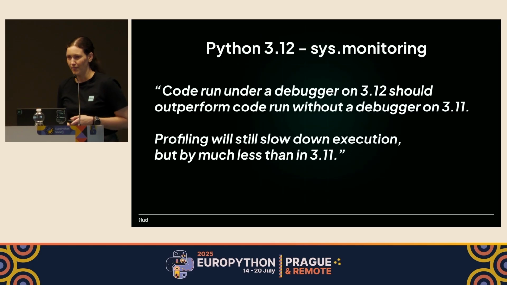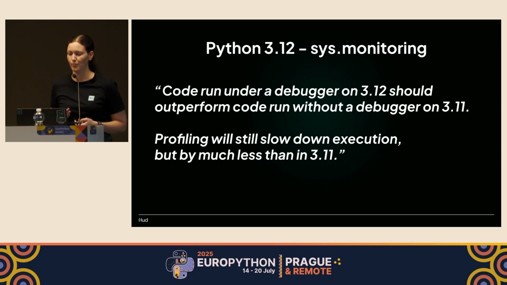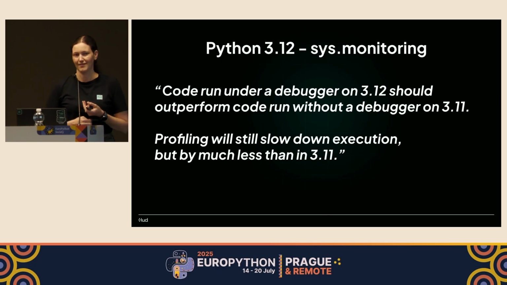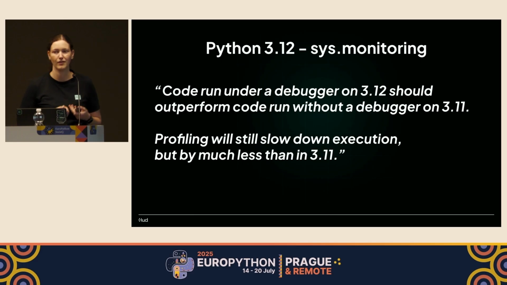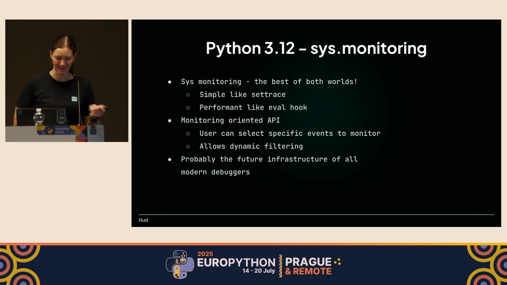I'm quoting from the document here saying that code run under a debugger on 3.12 should outperform code run without a debugger on 3.11. Profiling will still slow down execution, but by much less than 3.11. And when you think about it, this is huge. The ability to debug in a way that's still more performant than what we had in the previous version. How does that work? Well, let me tell you how it works.